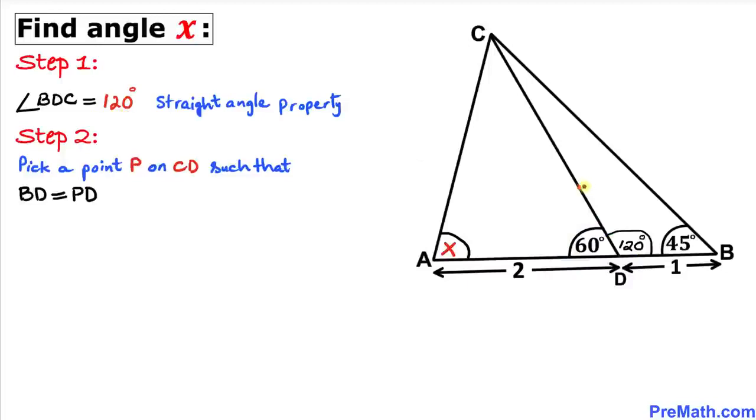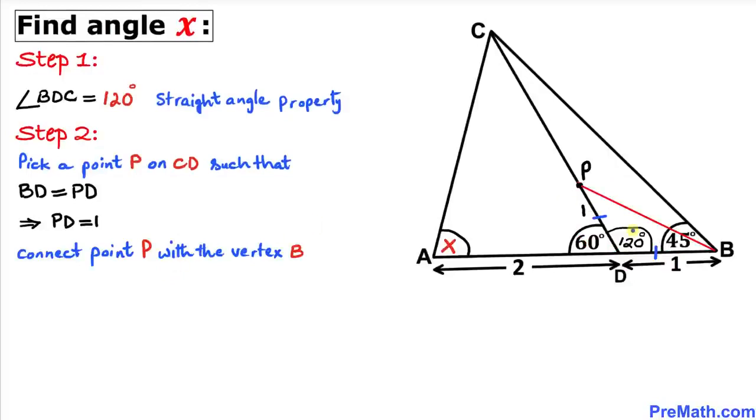And here's our next step. Let's pick a point P on this line segment CD, point P somewhere here, such that this line segment BD and this line segment PD are equal. And we know that this line segment BD is 1 unit. So therefore, this line segment PD is going to be 1 unit as well. And here's our next step. We connected these points P and this vertex B, as you can see over here. And we also connected this point P with this vertex A as well, as you can see.